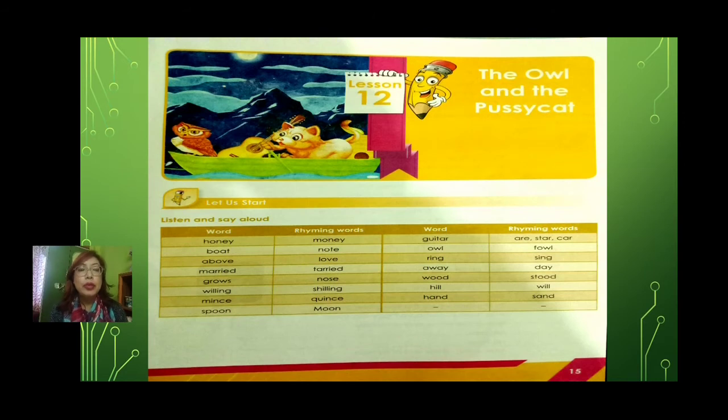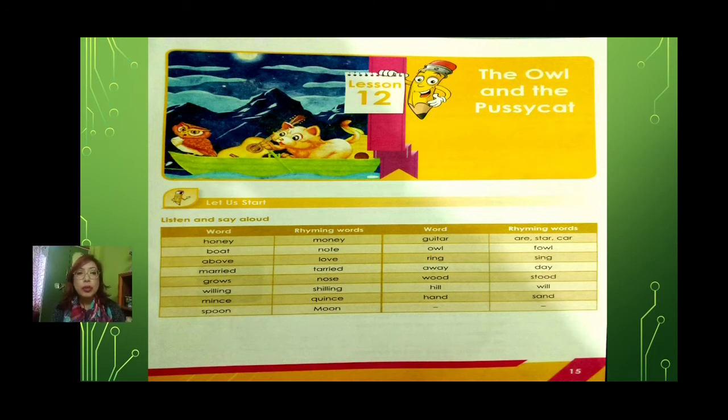So we come to know that there are a lot of rhyming words being used by the poet Edward Lear in this poem. And we had seen honey, money, boat, note, above, love, married, tarried, gross, nose, willing, shilling, mince, quince, spoon, moon, guitar, hour, star, car, owl, fowl, ring, sing, away, day, wood, stood, hill, will, hand, sand. So these are some of the rhyming words being used by the poet in the poem.